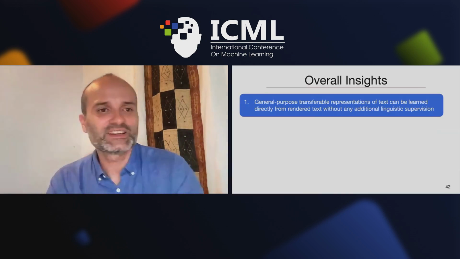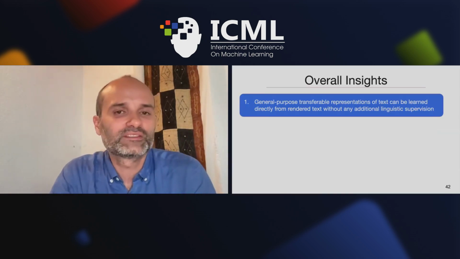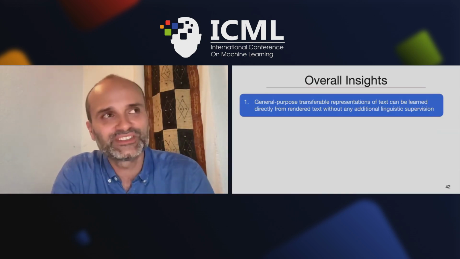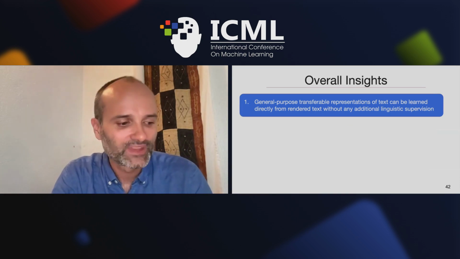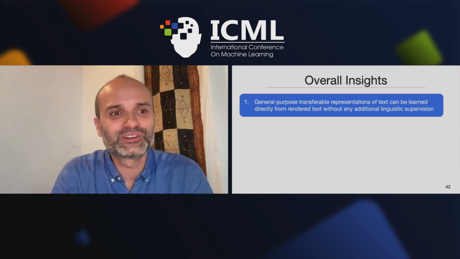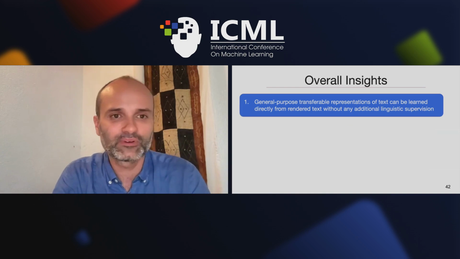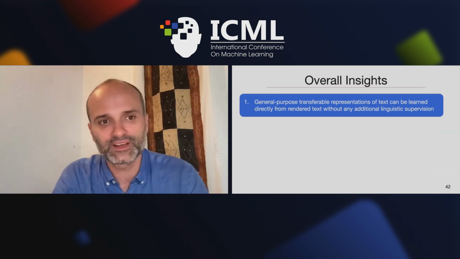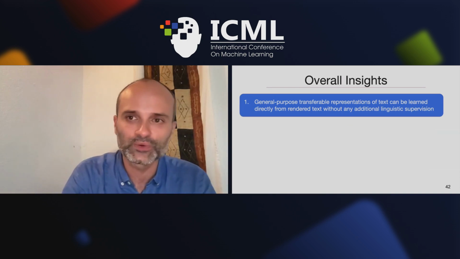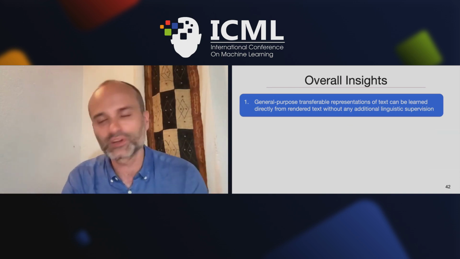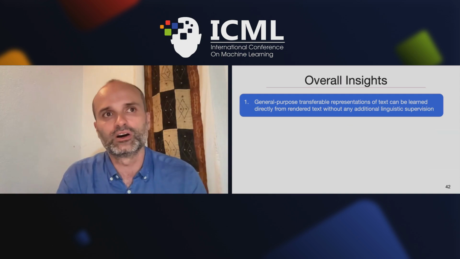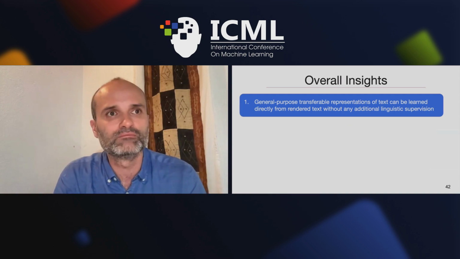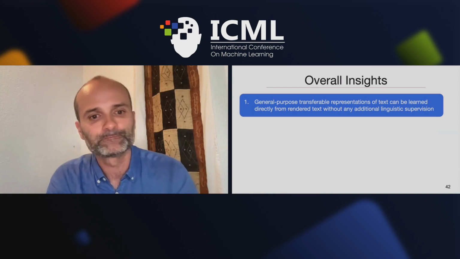Some of the overall insights I want people to take away from this is that it is possible to learn general purpose transferable representations of text directly from rendered text in pixels without any additional linguistic supervision in terms of tokenization, in terms of other labels that you might have about morphological details.